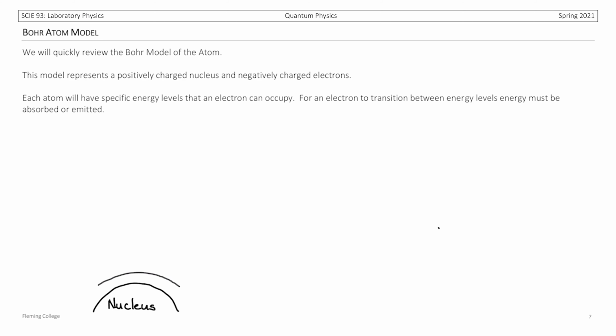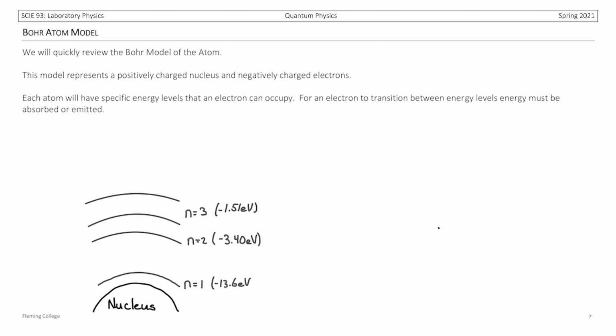For our next couple of slides, we're going to consider the hydrogen atom, and we're going to consider 5 of the levels for the electrons in the hydrogen atom. So in level 1, we have a binding energy of negative 13.6 electron volts. In level 2, it's negative 3.40 electron volts. Level 3 is negative 1.51 electron volts. And level 4 has negative 0.85 electron volts. And level 5 has negative 0.54 electron volts.